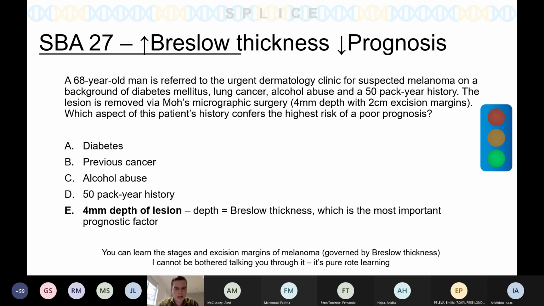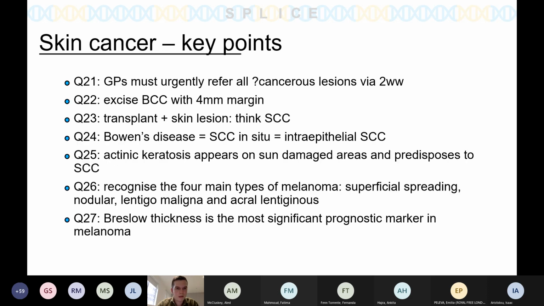And I haven't included a slide on the excision margins for each depth because it's rote learning and you guys can do that in your own time. So the key points for skin cancer, they must get 2-week waited. BCC has a 4mm excision margin, whereas for melanoma, it depends on the depth. And for SCC, I've never seen that on PassMed, UCL, what have you, so I'm not sure. Transplant patients get SCC. That's just an exam fact to learn.